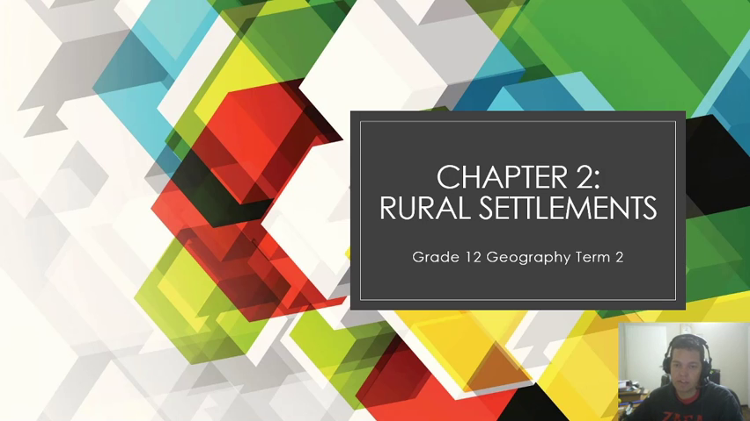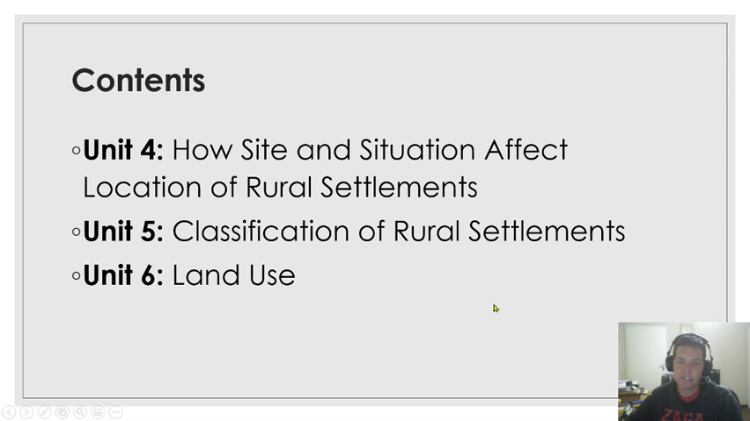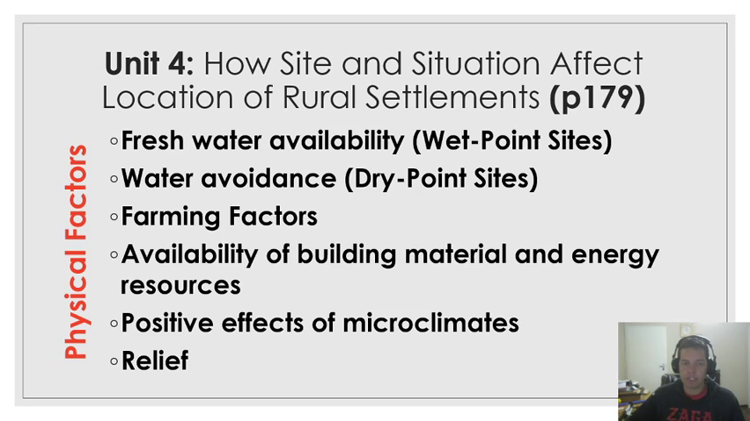So what we're going to talk about today is, I'm going to go through three of the modules, hopefully. The first one will be how site and situation would affect where the settlement is. Unit 5 will be how we classify rural settlements based on their shapes, and the last one will be how do we judge the land use of settlements. Let's get into the first one real quick.